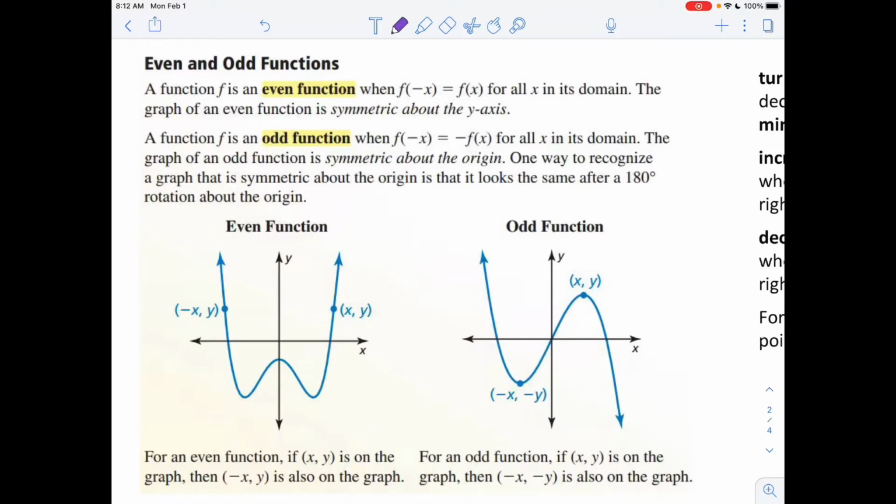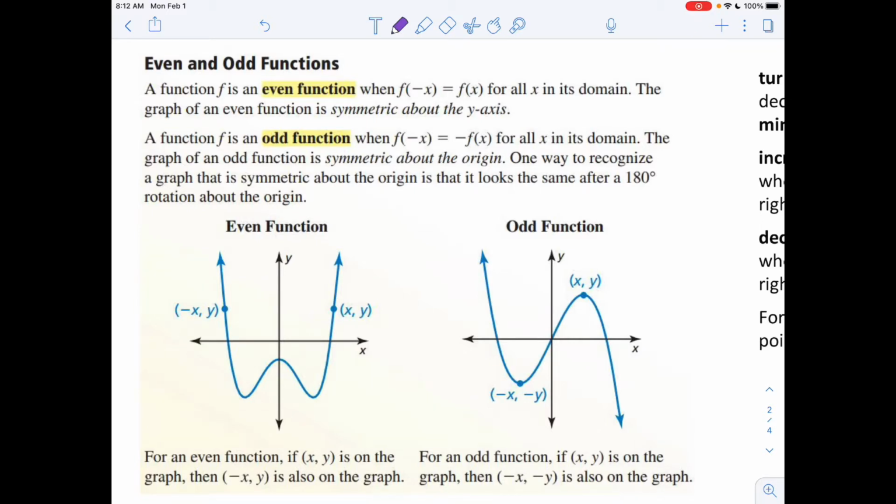The next thing that I want to talk about is even and odd functions. So this is different than an even degreed function or an odd degreed function. An even degreed function is required to have an even function, but that's not the only requirement. So let's take a look at even functions.